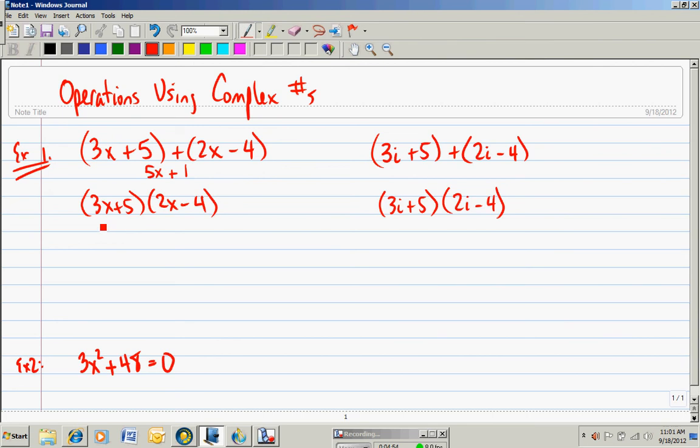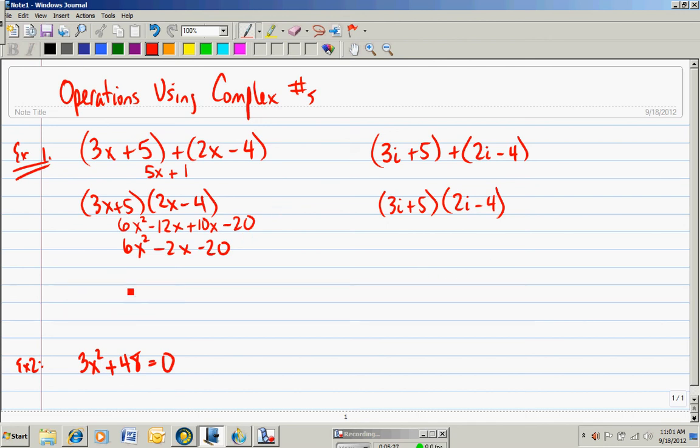If I want to multiply these two terms, I have to FOIL. So we'll do that. 3x times 2x is 6x squared, first times first. The outside terms, 3x times negative 4, is negative 12x. The inside terms, 5 times 2x, is 10x. And the last terms, 5 times negative 4, is negative 20. And I can combine these two middle terms to give me 6x squared minus 2x minus 20.